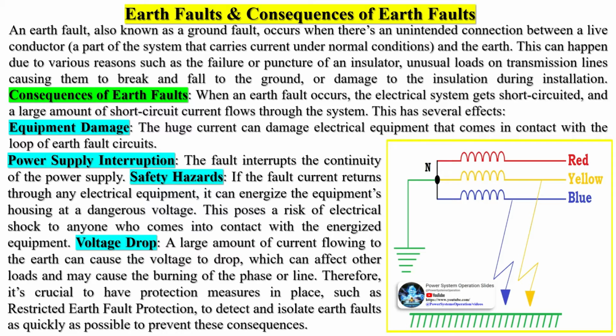Safety hazards. If the fault current returns through any electrical equipment, it can energize the equipment's housing at a dangerous voltage. This poses a risk of electrical shock to anyone who comes into contact with the energized equipment. Voltage drop. A large amount of current flowing to the earth can cause the voltage to drop, which can affect other loads and may cause the burning of the phase or line. Therefore, it's crucial to have protection measures in place, such as restricted earth fault protection, to detect and isolate earth faults as quickly as possible to prevent these consequences.